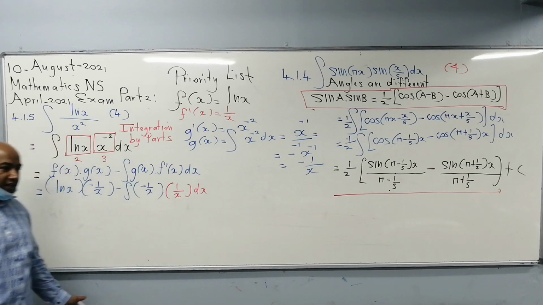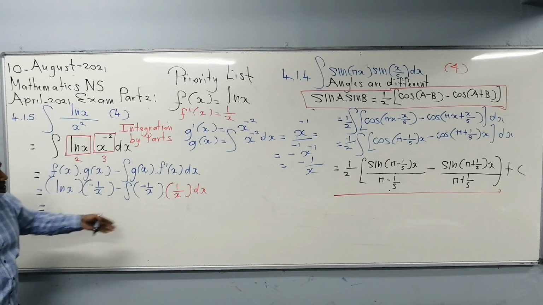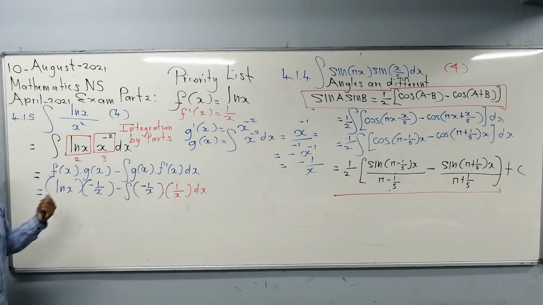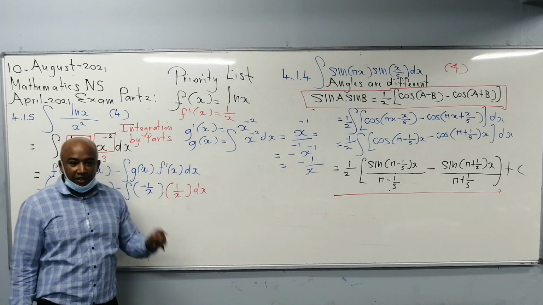This was an easy one. And in fact, the integration by parts is not difficult. It's actually even shorter than working on some of the other examples. The main thing is you must know your priority list. Priority list is not given to you. You have to memorize that.